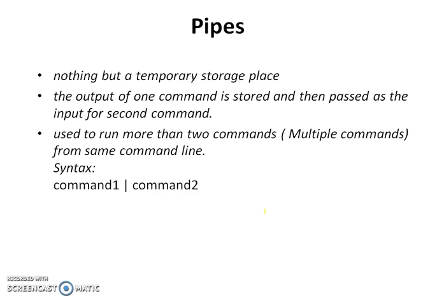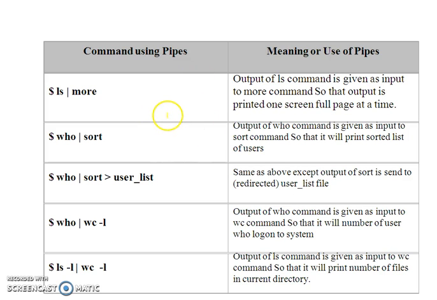Pipes can be used when multiple commands are used. Here, the output of the first command can be used as an input to the second command. Example, ls | more. The output of the ls command will be treated as an input for the more command. Similarly, who | sort will show you the users who are logged in, and then sort them. So this way.